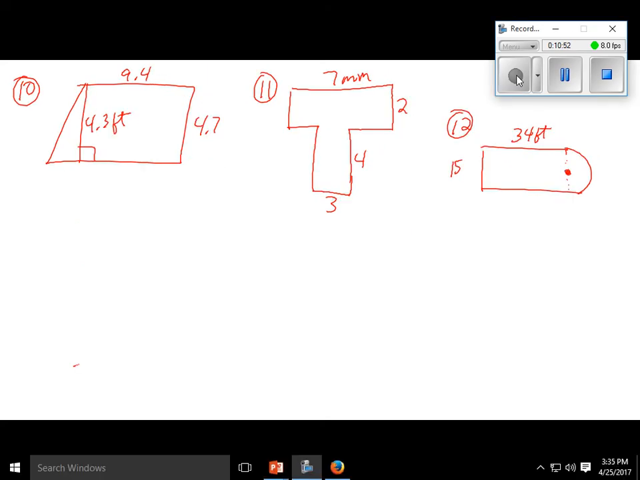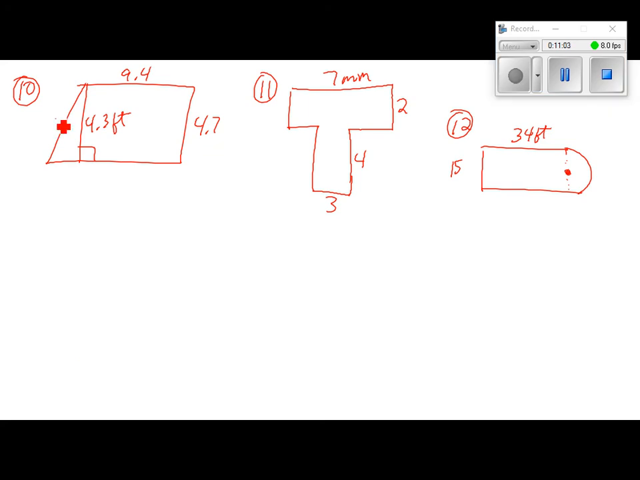Number 10, you have a parallelogram. They tell you it's a parallelogram. Find the perimeter of a parallelogram. You just add up all the sides in a parallelogram. Opposite sides have to be equal, so this side has to be 4.7, this side has to be 9.4. We can find the perimeter of that, add all those up, and the perimeter ends up being 28.2 feet.